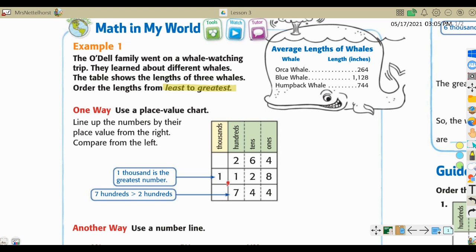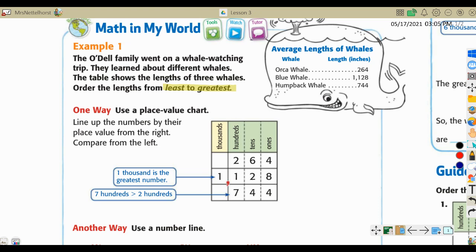Okay, so let's look at our chart first. They have the types of whales in the first column, the length in inches in the second column. So an orca whale is 264 inches, a blue whale is 1,128 inches, and a humpback whale is 744 inches. So we're going to use a place value chart first to analyze these numbers and put them in the correct order. I think I'm going to use orange for my pen because they have a lot of green, blue, and red on here.